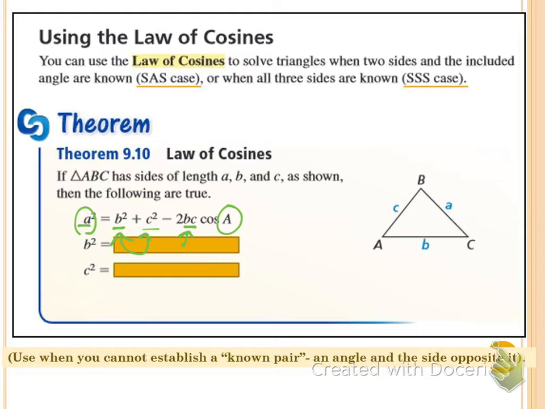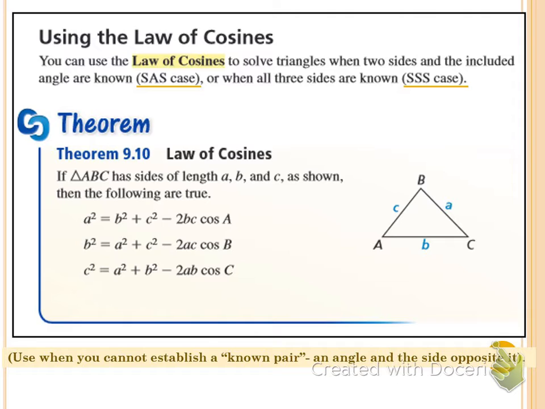So you'll know the pattern for the next one is b squared equals a squared plus c squared minus 2ac cosine of B. And then last would be c squared equals a squared plus b squared minus 2 times ab cosine of angle C. So, Ms. Marshall, how do I know which one to use?